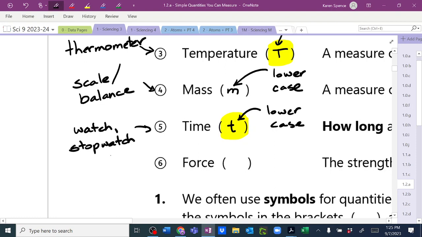You could use a clock, absolutely. Can you guys read these clocks? The analog clocks? Most of you? Good.